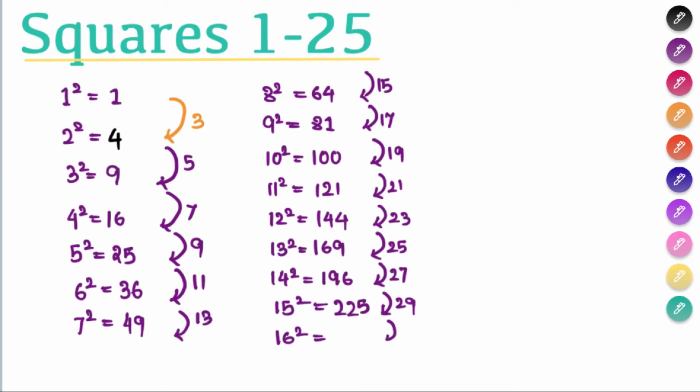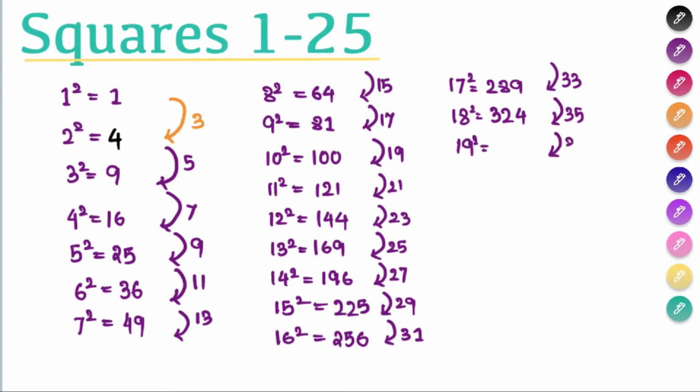16 square, we increase by 31, that gives us 256. 17 square, we increase by 33, that gives us 289. 18 square, we increase by 35, that gives us 324. 19 square, we increase by 37, that gives us 361. 20 square, we increase by 39, that gives us 400. 21 square, we increase by 41, 441.